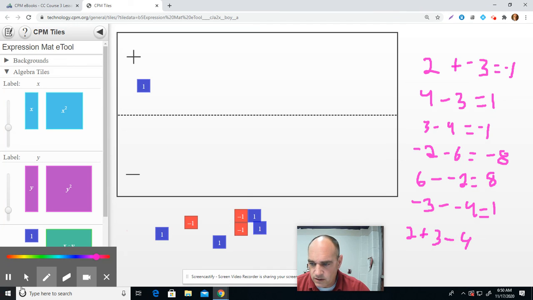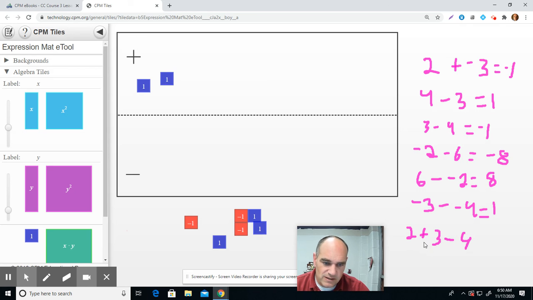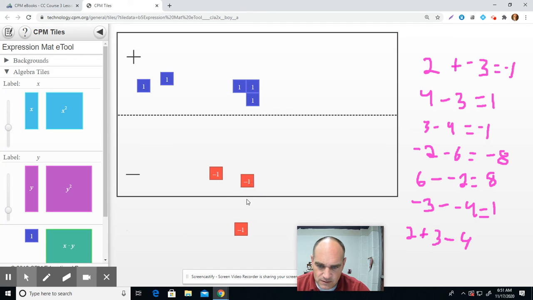So we always start up here with my 2 positives. Now notice we have a plus symbol, so we're going to put them up here. And I have 3 positives. All right, so here's my first term, the 2. We're adding, so it goes up here. And now we put our 3 here. And then in our subtraction, it's going to live down here. We have 4 positives. I need one more.